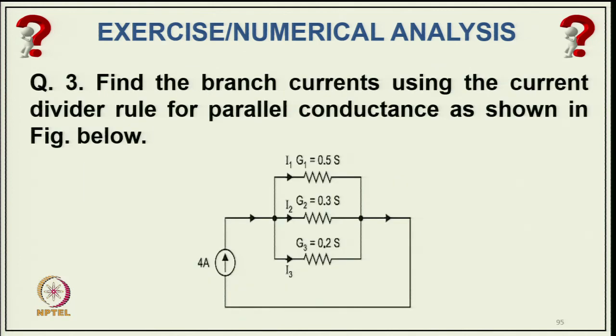Now, coming to question 3, find the branch currents using the current divider rule for parallel conductances, as shown here in the figure. So, you have 3 conductances, 0.5 Siemens, 0.3 Siemens and 0.2 Siemens, G1, G2, G3, and drawing the currents I1, I2, I3 from a current source of 4 ampere total current.